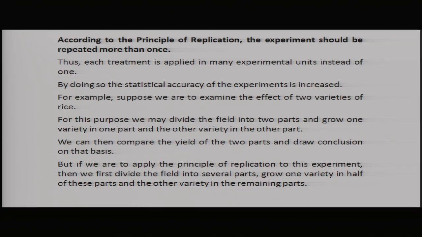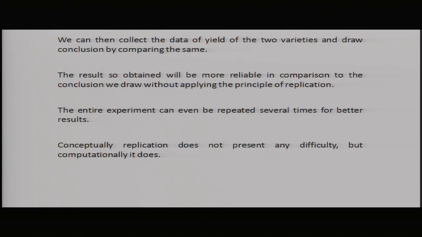Okay, one example is given: suppose we are to examine the effect of two varieties of rice. For this purpose, we may divide the field into two parts and grow one variety in one part and the other variety in the other part. We can then compare the yield of the two parts and draw the conclusion on that basis. Okay, repetitive things we are going to do.